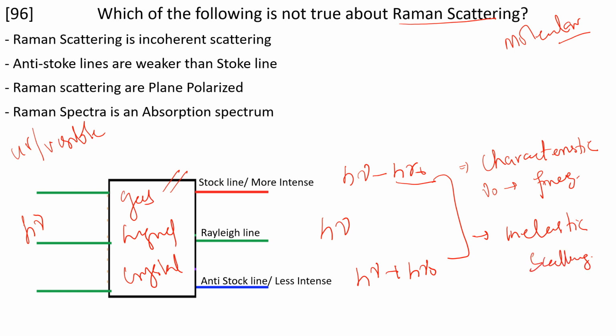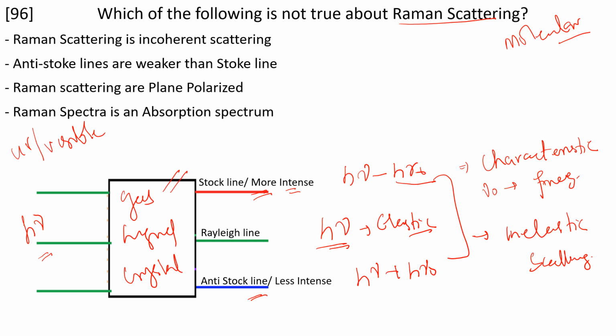Because the energy is different with respect to the incoming light wave, and the Rayleigh line occurs due to elastic scattering. Since losing of energy is easier than the gaining of energy by the incident wave, the Stokes line is more intense than the anti-Stokes line.